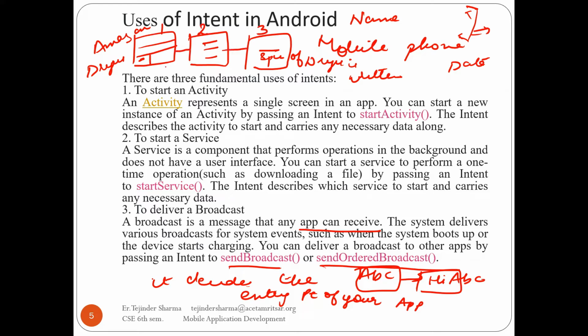Now, what does intent decide? It decides that this homepage of Amazon would be the first activity from where the user starts interacting with Amazon. So this is also done with the help of intents. That means the intents decide the entry point of your application from where the application will start interacting with the user. Fine. This is how it is being decided.